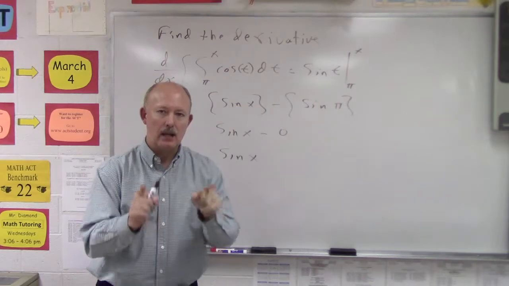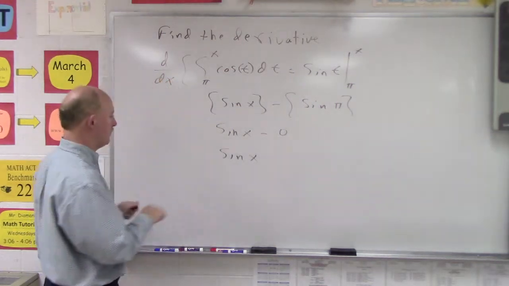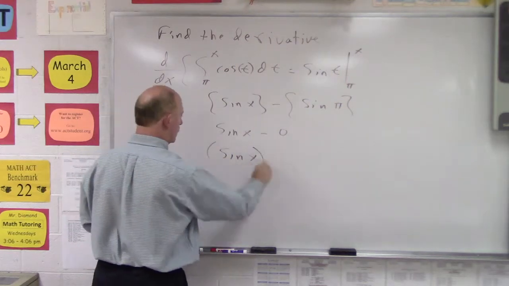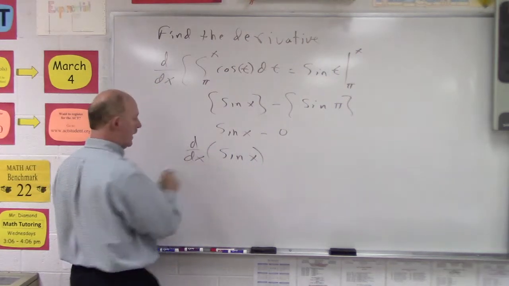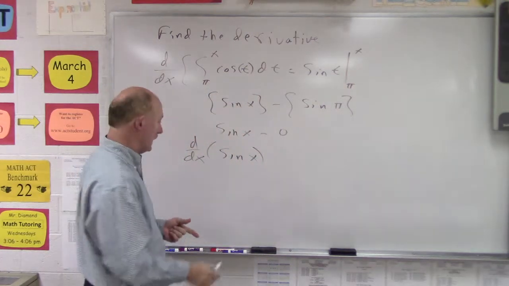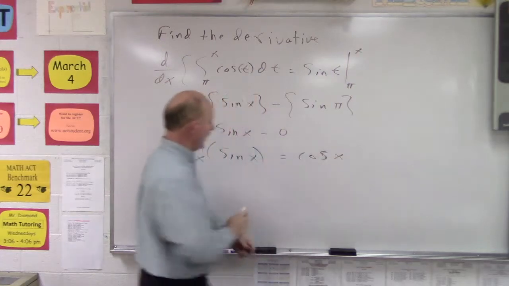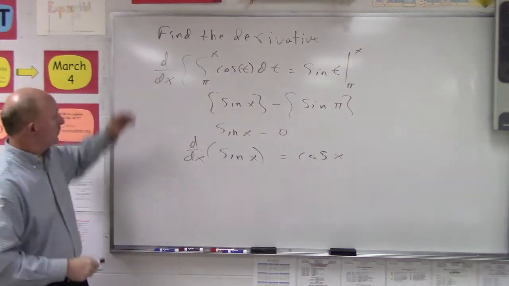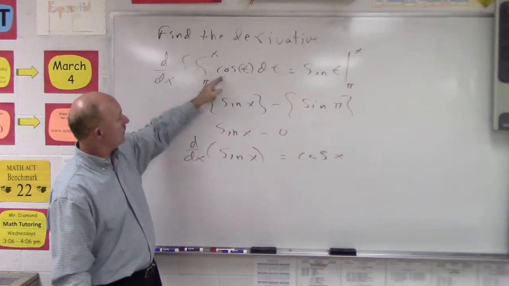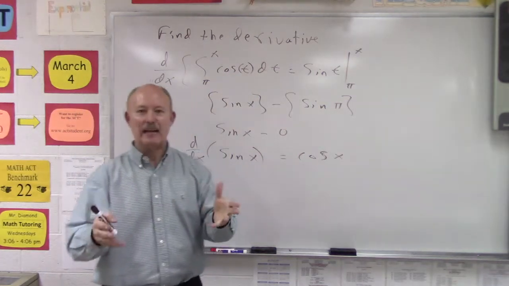Now, let's do the derivative part of the second fundamental theorem of calculus. Let's take the derivative of sine x. The derivative of sine x, if you remember, is cosine x. There you go. So the derivative from pi to x of cosine t dt is actually cosine x.